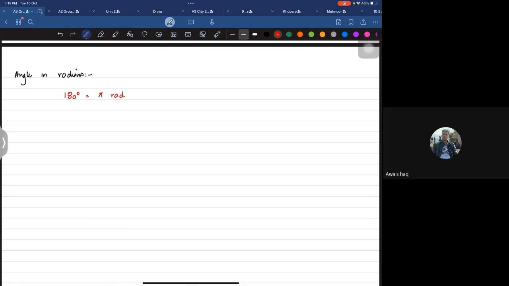So if you change this to any other angle, for example 360 degrees, it will be like 2 pi radians, 90 degrees will be like pi by 2 radians, and so on. You can basically change anything with this. You can cross multiply, you get the value in radians. It's not a big deal, it's just a small thing that you need to remember. Is it clear? Any questions here?